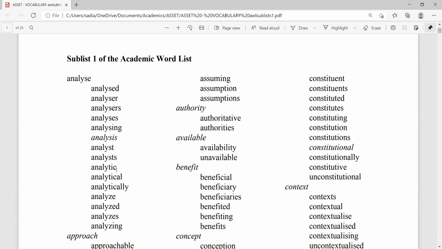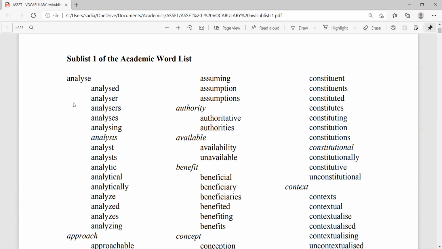Analytic, analytic passage, analytic writing. Most probably it is used as an adjective over here. Analytical, analytical essay. So most probably it is used as an adjective over here. Analytically. Ly is added, so most probably it is an adverb, but it depends upon the context how it is used. Certain words become adjectives or adverbs depending on the way they are placed in a sentence.